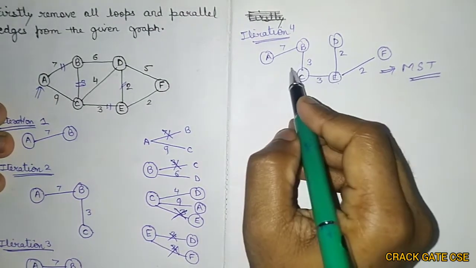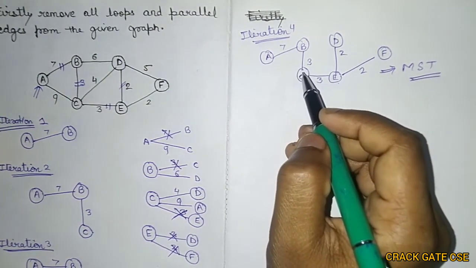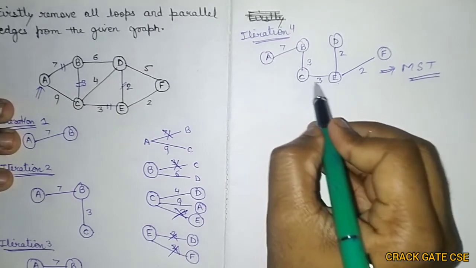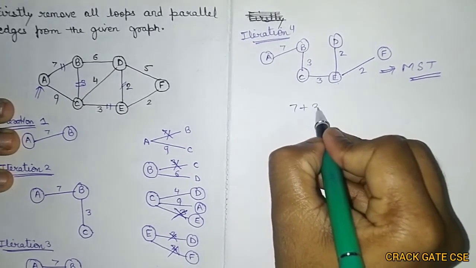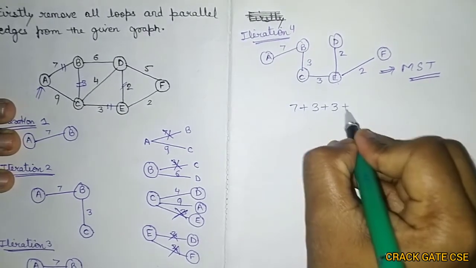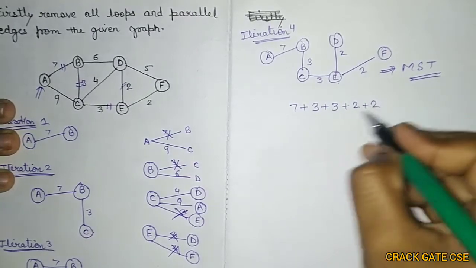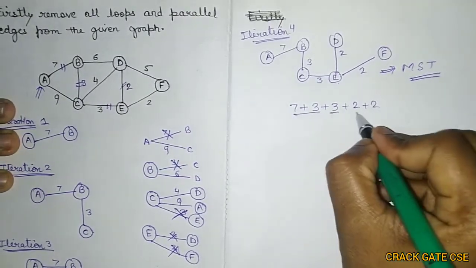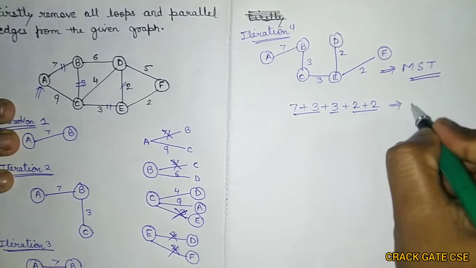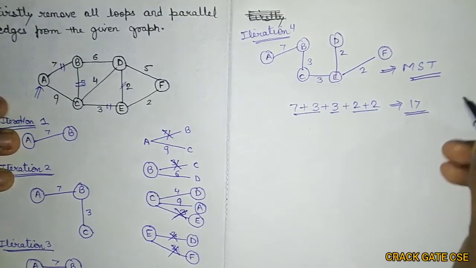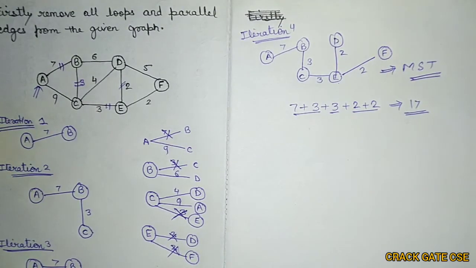And what is the minimum cost of this minimum spanning tree? So just add all these. That means 7 plus 3 plus 3 plus 2 plus 2. So it will be 10, 13 and 4, 17. So 17 is the minimum cost edge weight of this spanning tree. So similarly, you can find out the minimum cost spanning tree for any particular graph.